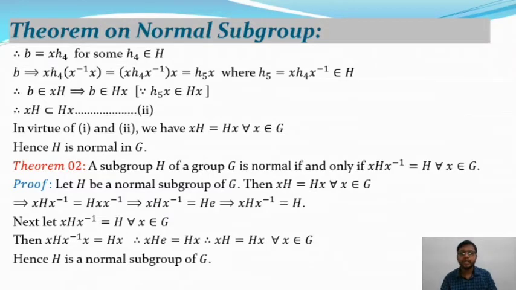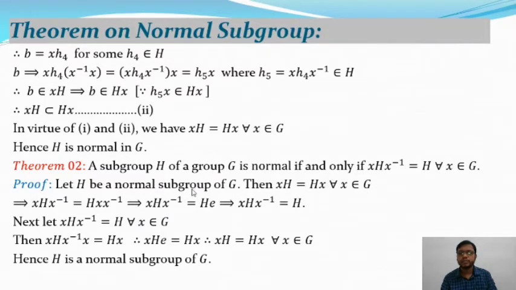So after that we'll take the second theorem. A subgroup H of a group G is normal if and only if xHx inverse is equal to H for all x belongs to G. So here is the proof of the above theorem. Let H be a normal subgroup of G, then xH is equal to Hx for all x belongs to G. This is the definition of a normal subgroup.